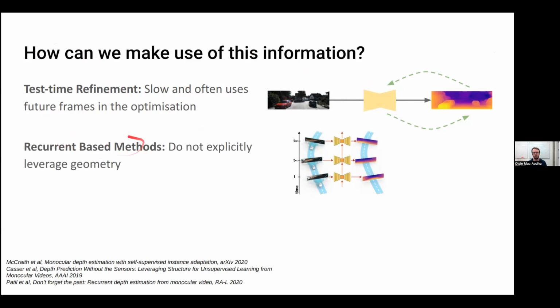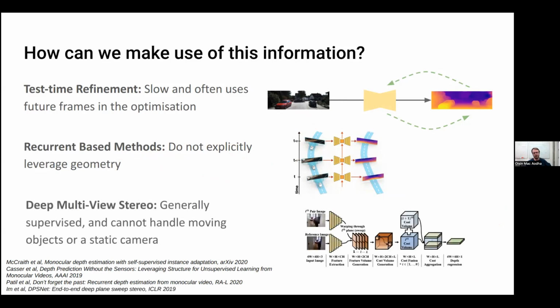The other set of methods use recurrent-based methods. For example, in the bottleneck of the network, they have some kind of recurrent network, like an LSTM, for example, or a transformer, that utilizes information from the previous prediction and propagates that forward in time. So you're allowed to share information from the past. The downside here, I guess, is that they don't explicitly leverage any strong geometric cues about what you've seen before. It's really just a black box application of those time series models.